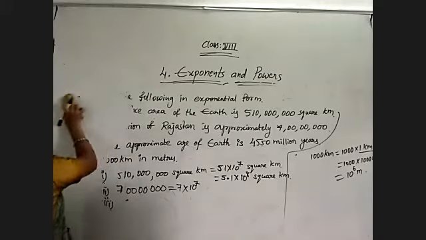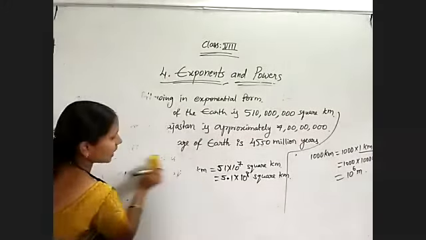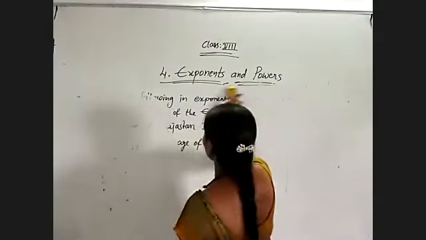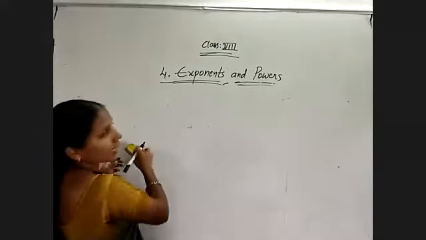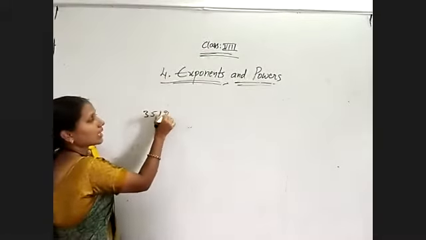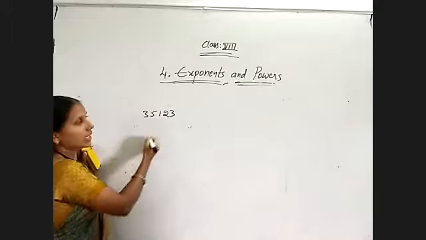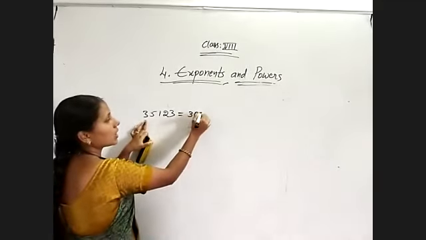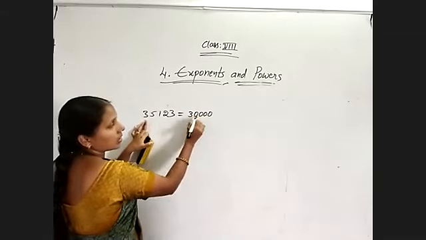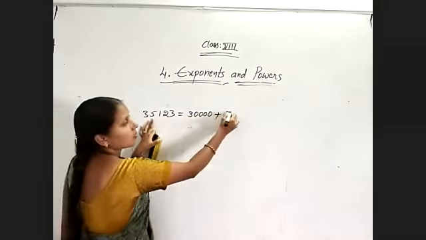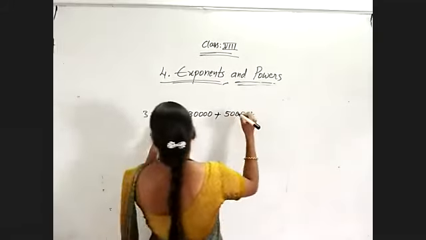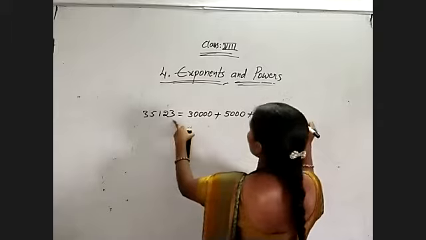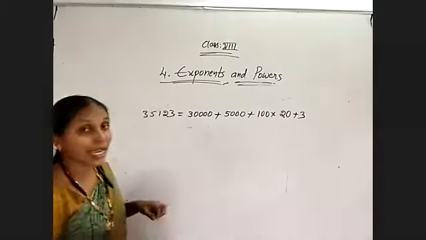Now, while we are writing the expanded form for any number, see how we are writing. Suppose I am taking the number 35,123. How can I write this in expanded form? 3 is in the 10,000 place, so 30,000, plus 5 is in the thousands place, so 5,000, plus 1 is in the hundreds place, so 100, plus 2 is in the tens place, so 20, plus 3 is in the ones place, so 3. This is the expanded form.